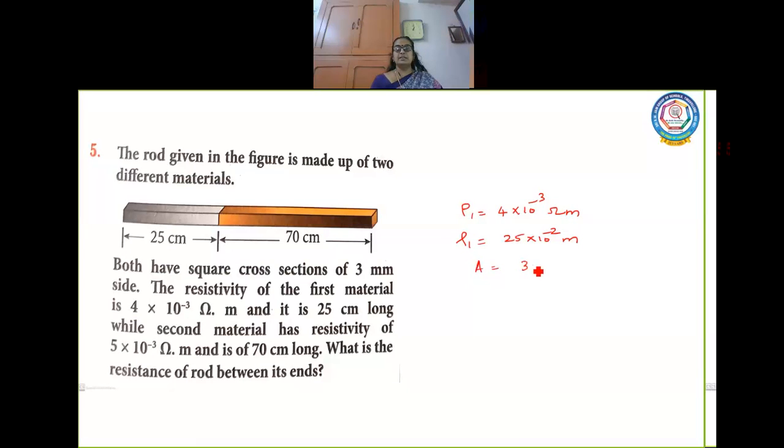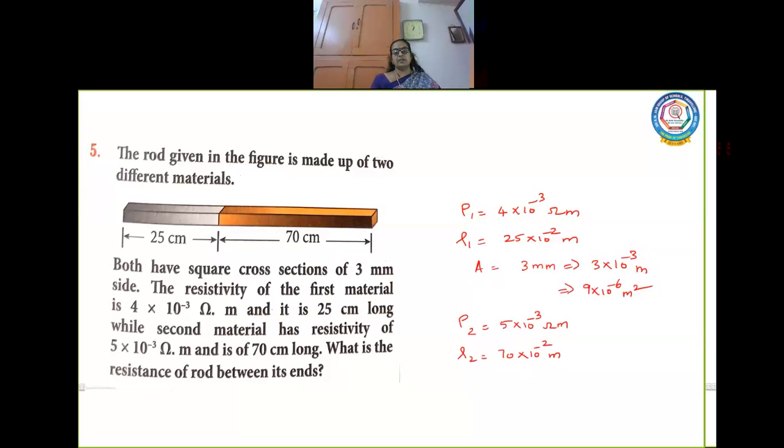3 millimeter is 3 into 10 power minus 3 meter. So the square of it will be 9 into 10 power minus 6 meter square. Is it clear? Now the second value, resistivity, is given: rho 2 is 5 into 10 power minus 3 ohm meter, and L2 is given as 70 centimeter, which is 10 power minus 2 meter. Now we need to find out the resistance between its ends.